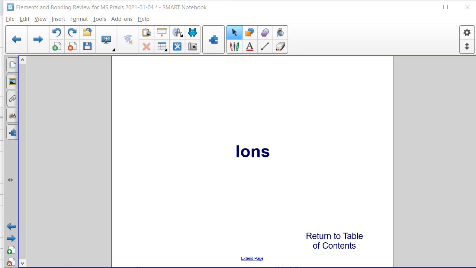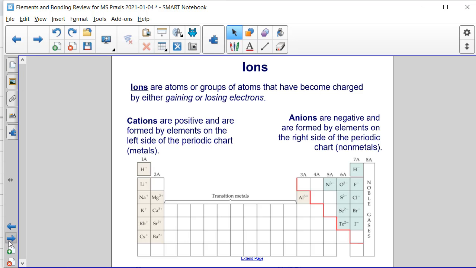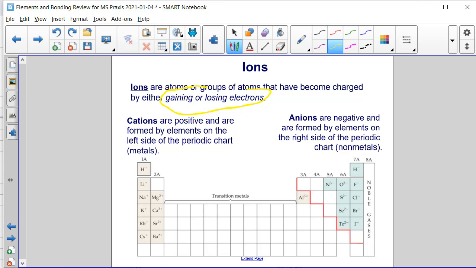In this next section, we're going to review and discuss the formation of ions. Ions are atoms or groups of atoms that have become charged by either gaining or losing electrons. And the thing to remember here is that this behavior is fully a result of the gain or loss of electrons. It's those negative charges surrounding the nucleus that move around to form ions.